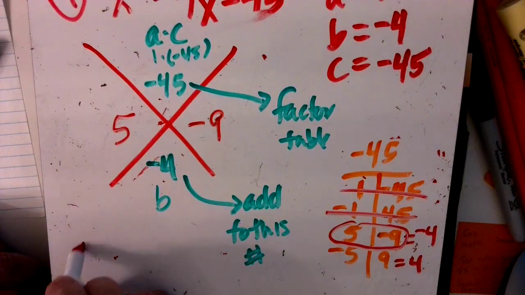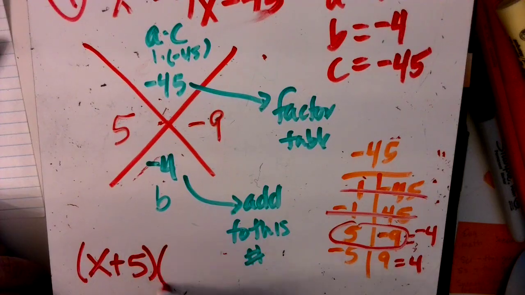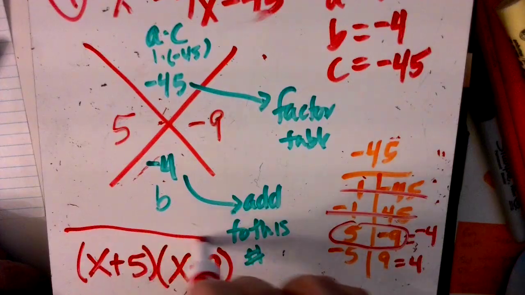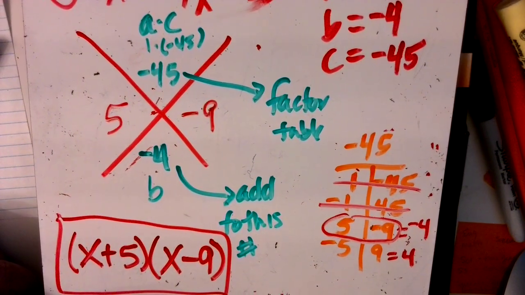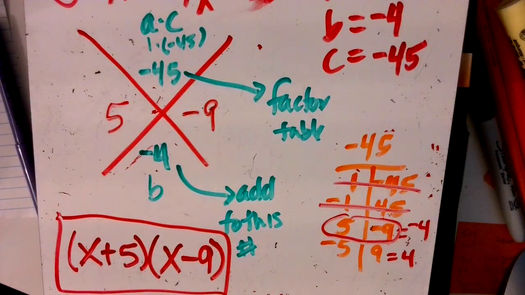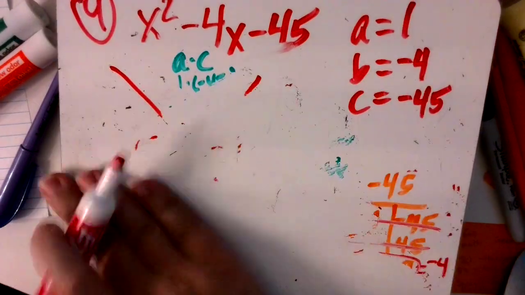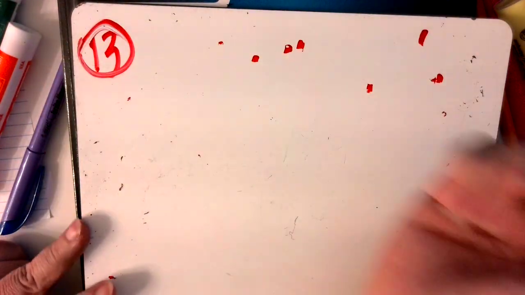Then all you do is write them as binomials: x plus 5 times x minus 9. So these are the factors. Okay, and then I'm going to do one more, which is number 13. That was number 9. Number 13 has a greatest common factor. I don't have the homework right in front of me, but 13 and on. Let me write it down first.